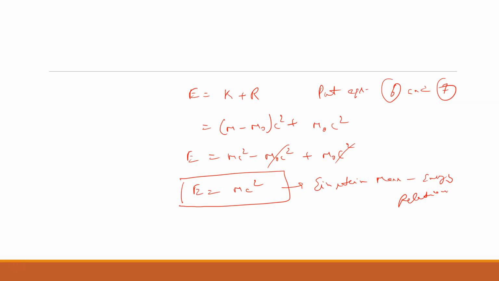The significance, or importance, of this equation is that energy can neither be created nor destroyed, but it can change its form. There is an example of this relation, known as pair annihilation. Annihilation means destruction.